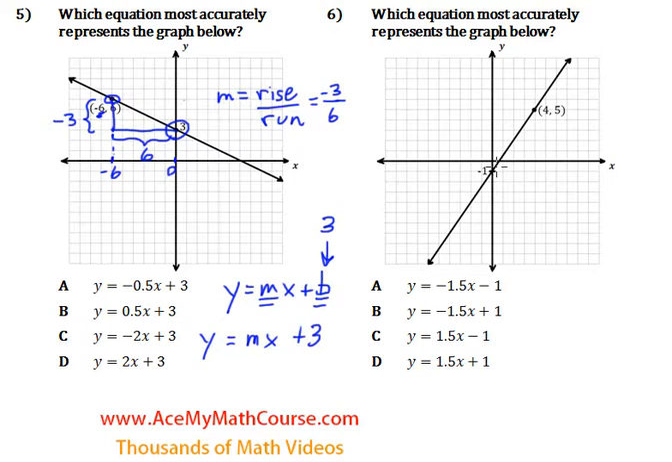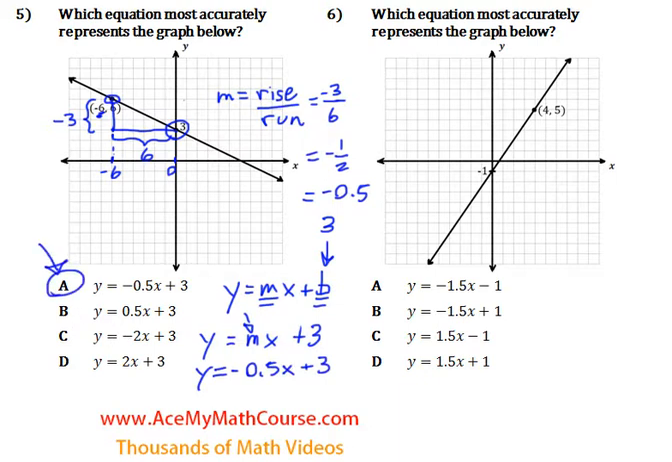This one, as an example, is a positive rise. But we'll deal with that later. So we have -3 because we're going down by 3 units over 6, which is the run. So -3 over 6 simplifies to -1/2, which is equivalent to -0.5. So I can plug that in here. So y equals -0.5x plus 3. So the answer is A.